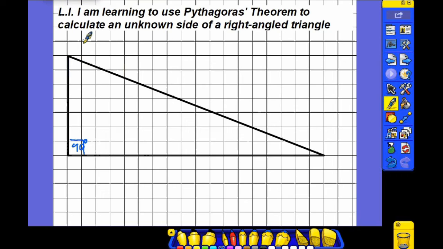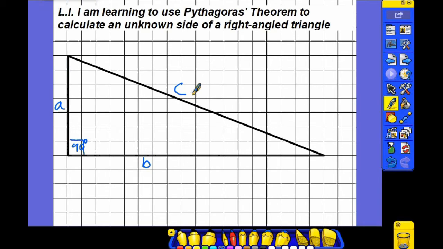Now, we're going to give each of these edges names. So this shorter edge here, we're going to call A, and this horizontal edge here, we're going to call B. Really, it doesn't matter which one you call A and which one you call B. However, the long diagonal one has to be called C. So the hypotenuse, the longer diagonal edge, is always C in Pythagoras Theorem.